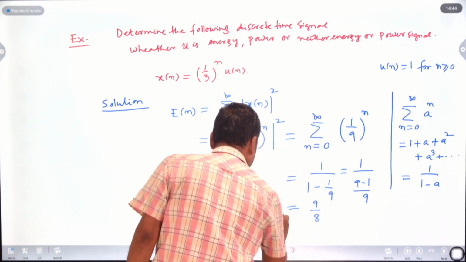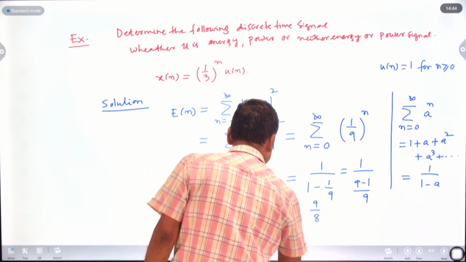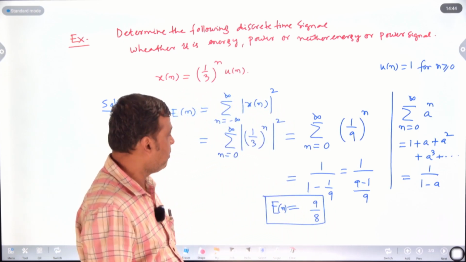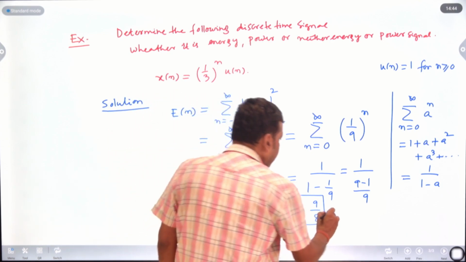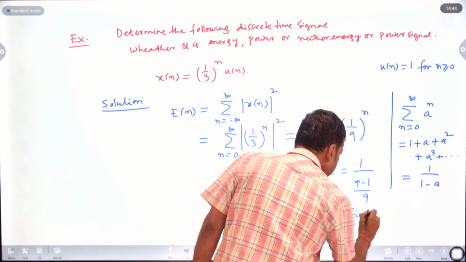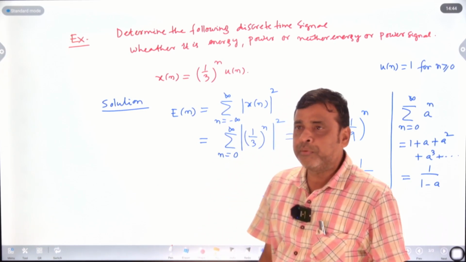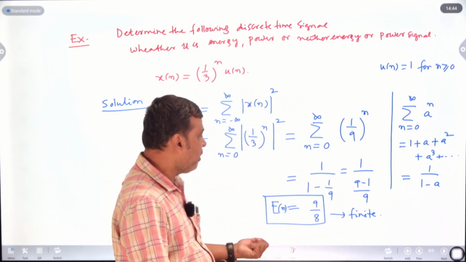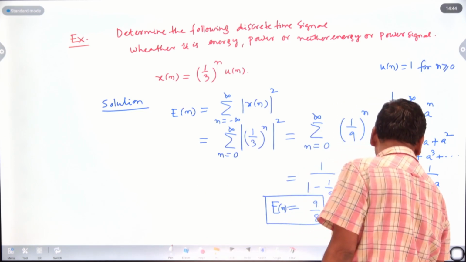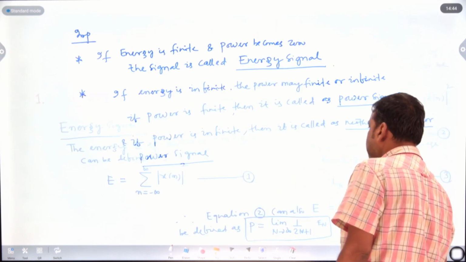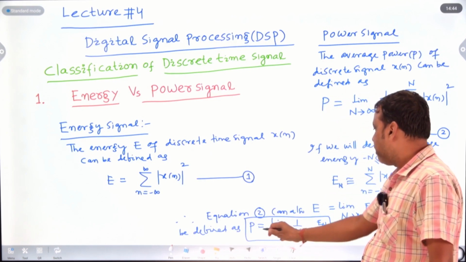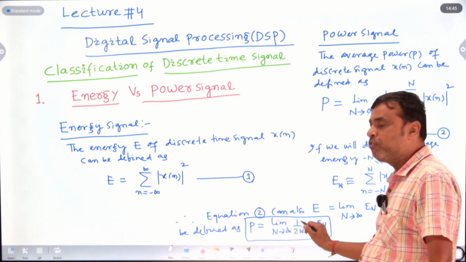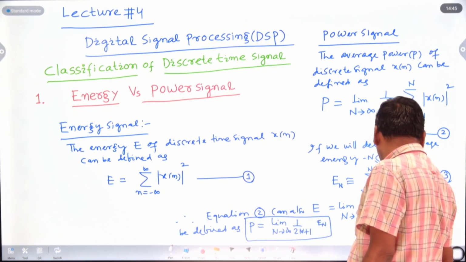Here the energy of the discrete signal x of n is 9 by 8, and you can write that it is a finite value. From this example, since the energy is finite, the power is definitely 0, because we have already derived this expression. If energy is finite and n tends to infinity, then finite by infinity equals 0, so the power will be 0.